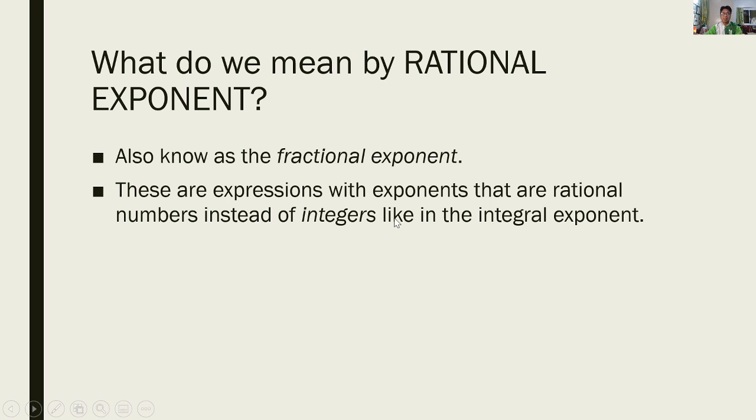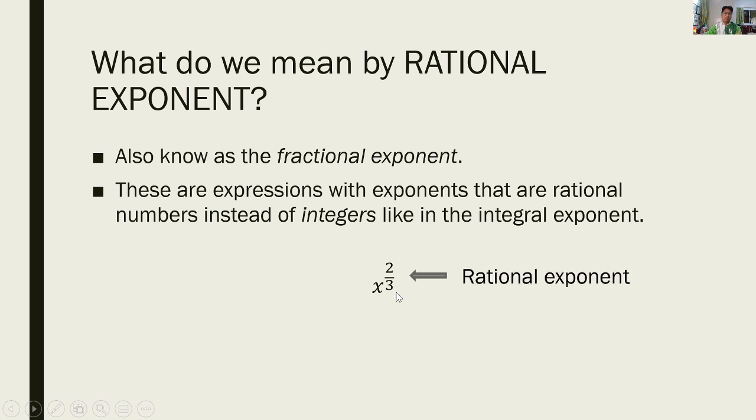Alright? To make it more clear for us, siguro, let's have here now an example. So this is our given, x raised to 2/3. Now, focus on the exponent. What do we see? We have here now a fraction. And this is an example of rational exponent.